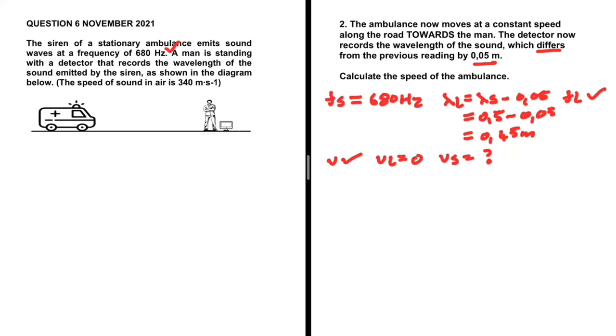So take a look at this. We're going to have our equation: FL is equal to (V plus or minus VL) divided by (V plus or minus Vs), multiplied by Fs. So we have V, we have VL, we have Fs, we are looking for Vs, but we still don't have FL. So let's just go ahead and calculate FL.